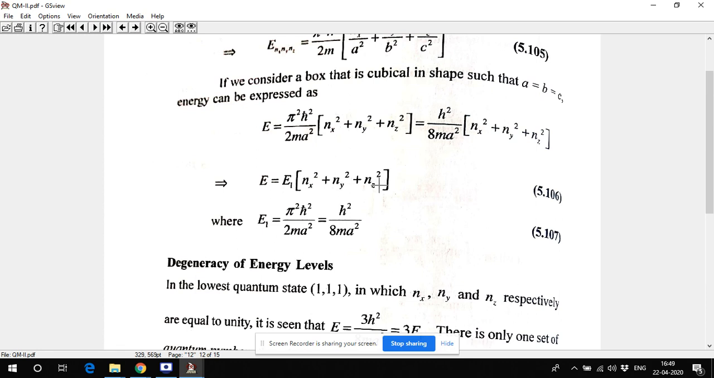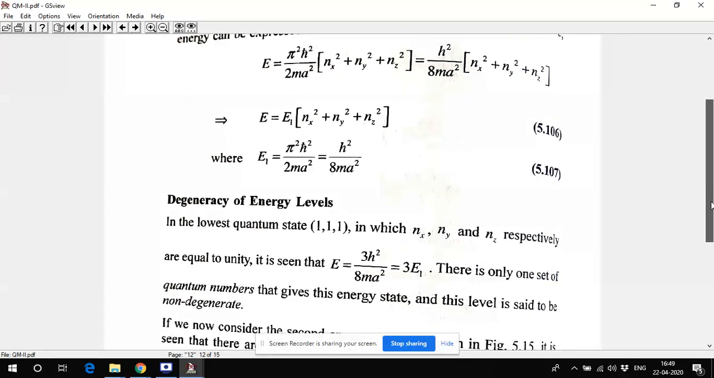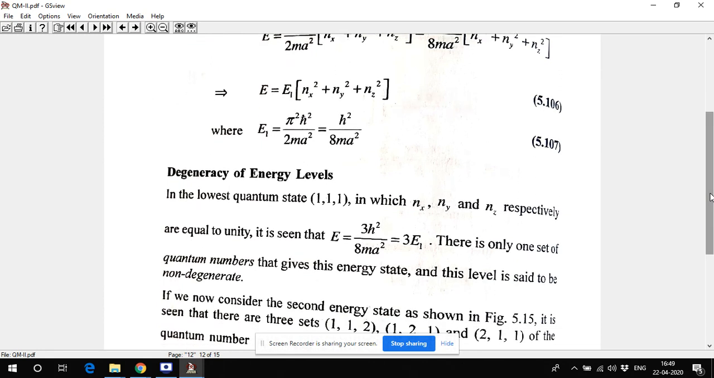So there is another very important quantity, which is the degeneracy of an energy level. Suppose I take the value 111. So my energy will be 3 times E1. This kind of wave function, with nx, ny, nz equal to 1, has energy 3 E1, and there is only one set of quantum numbers that gives this energy state. This level is called non-degenerate because there is no change.